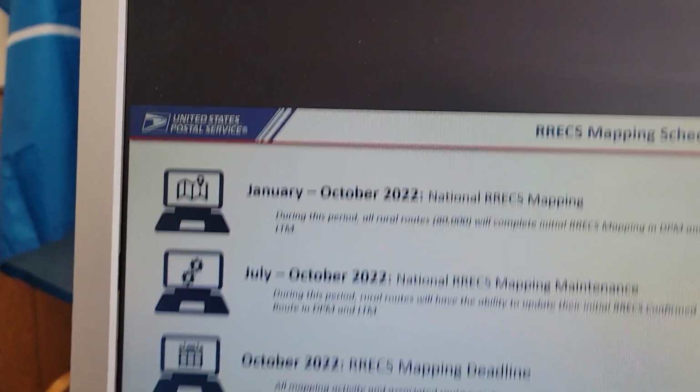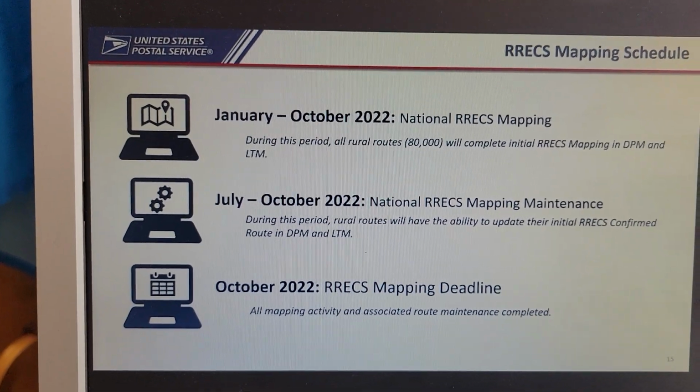So taking a look at our schedule. So how long do you have to do this? So we started training last week, and we've already got some folks out there mapping routes and getting routes certified. But the deadline is October 31st. But I'd like to stress here is that deadline is primarily for our larger units.